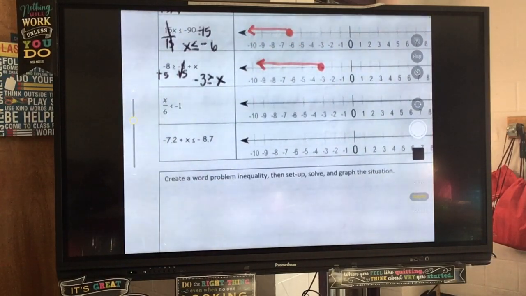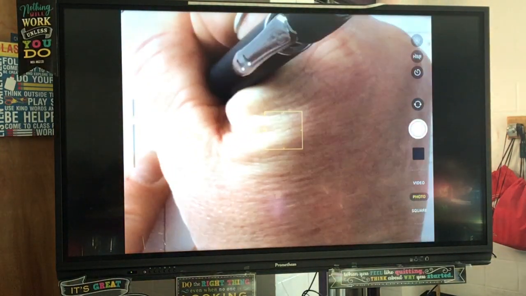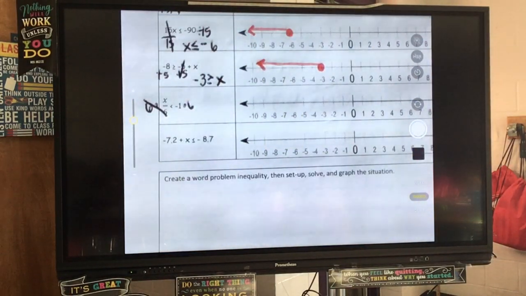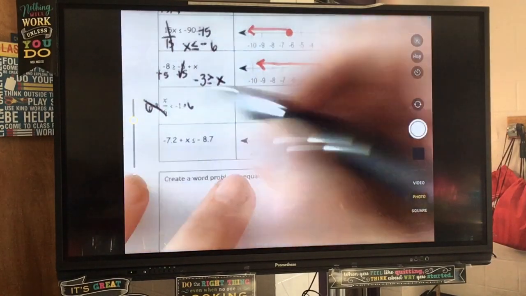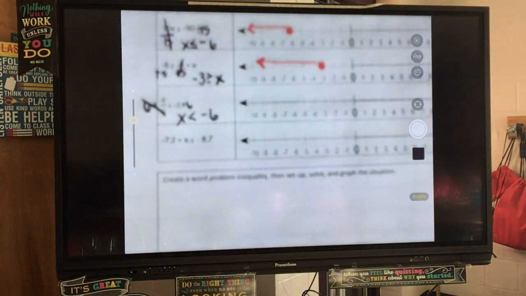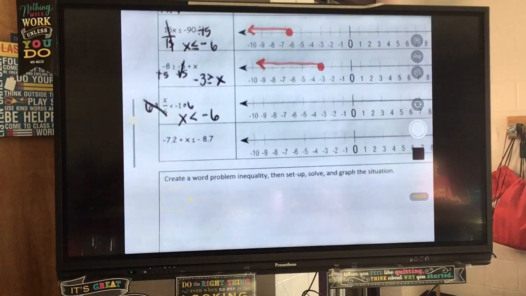Alright, next one. X divided by 6 is less than -1. So what operation is going on in our problem? Callie? What's the opposite of division? So I'm gonna multiply this by 6, that cancels. I'm gonna multiply -1 by 6. What's 1 times 6? Abby? Alright, so x is less than -6. And the reason it's -6 is because you're multiplying a negative and a positive.